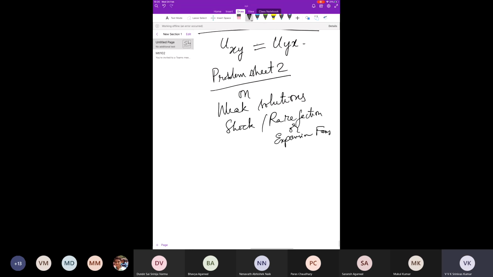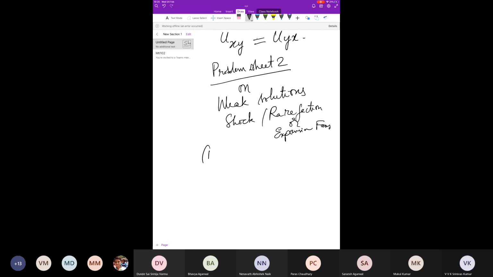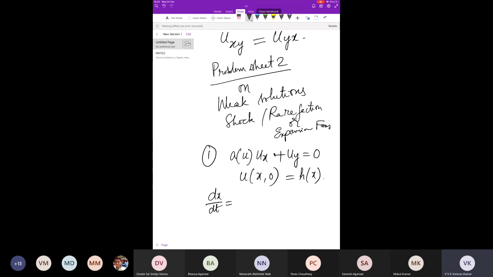Okay. So problem 1. Solve the initial value problem u_t plus a(u) u_y is equal to 0 with initial condition h(x). Same thing, by method of characteristics, you have dx/dt is equal to a of u, and dy/dt is equal to 1.